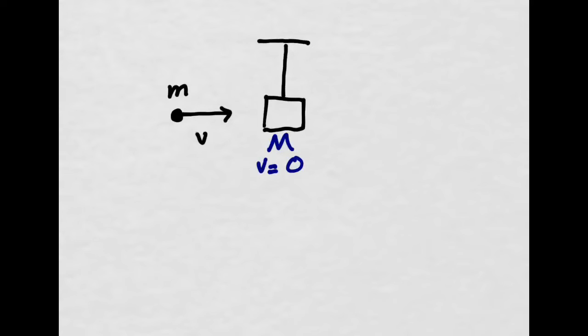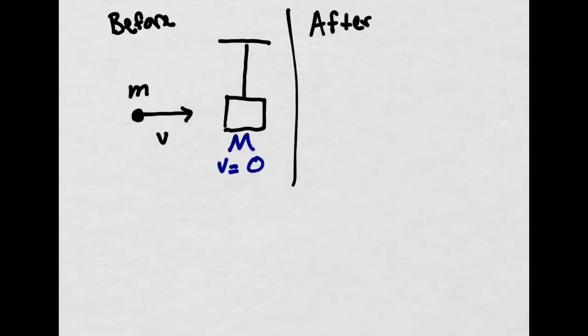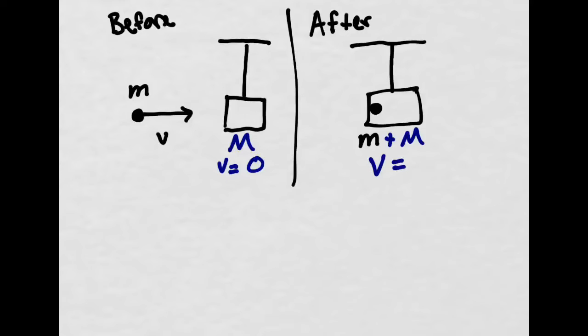They're going to collide inelastically. So there's a before, and then after the collision, they're going to collide so that we have a block with a bullet in it. And it has a mass of little m plus big M, and it's going to move with a V that is unknown.